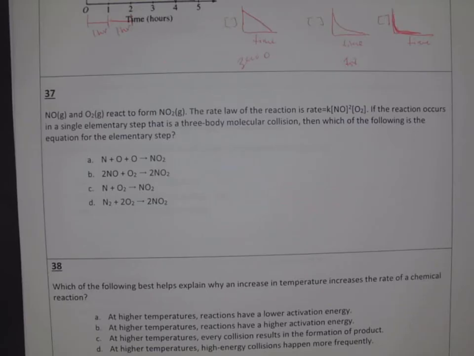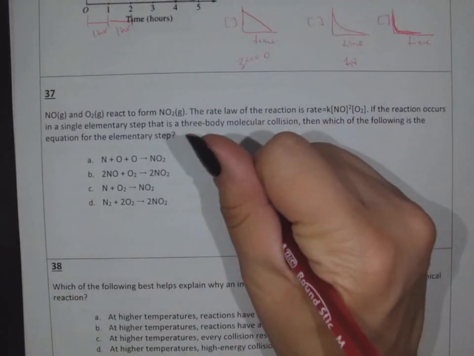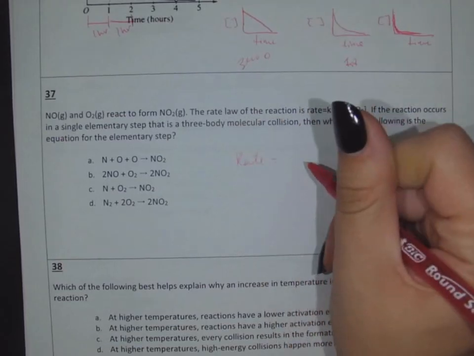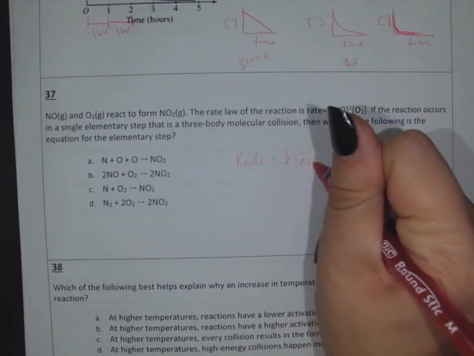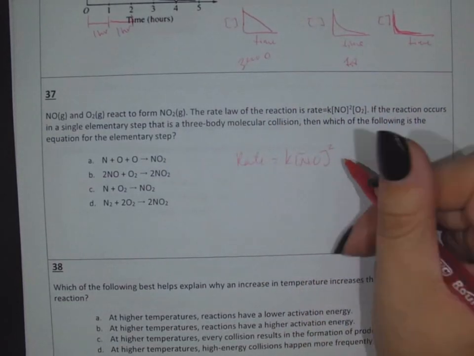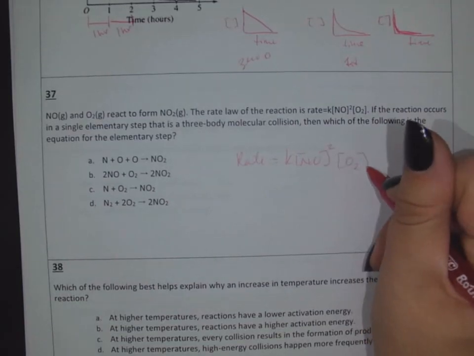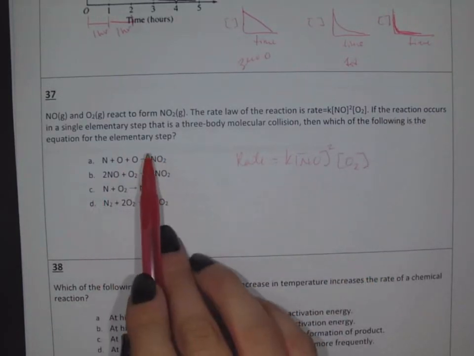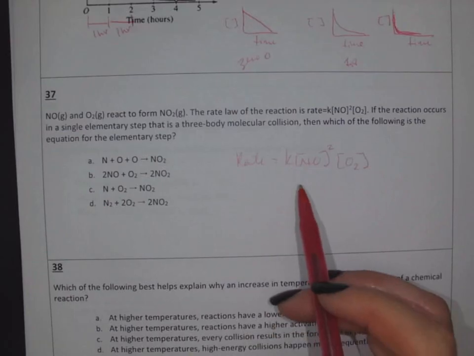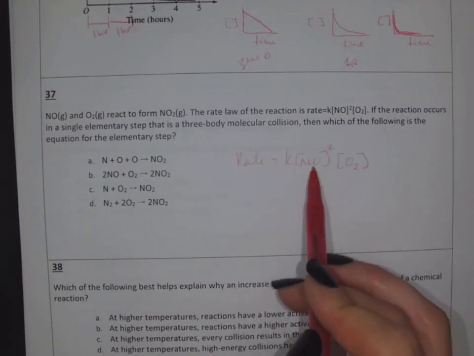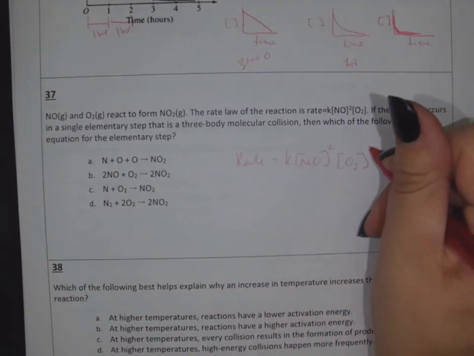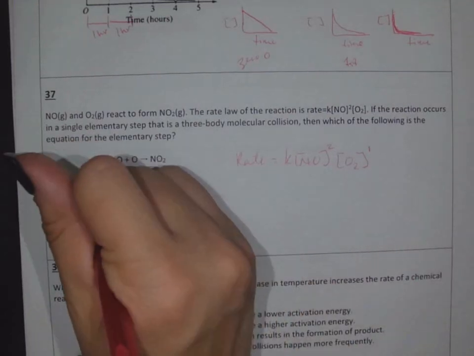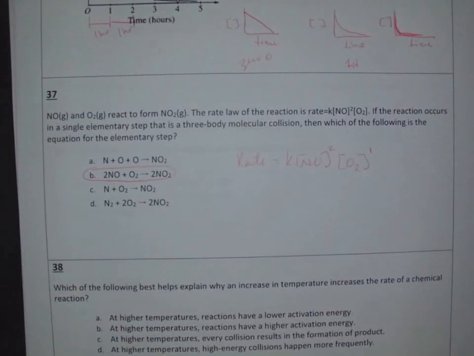Whatever the coefficients are in front of the reactants on the slow step, that's the order of those reactants in the rate law. So where rate is equal to k times the concentration of NO squared times the concentration of O2, that means we need to find an elementary step, a reaction, where we have a coefficient of 2 in front of the NO and a coefficient of 1 in front of the O2. That's the only one, but that's the case.